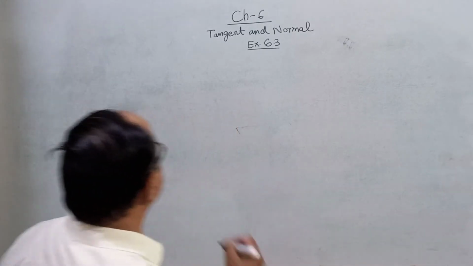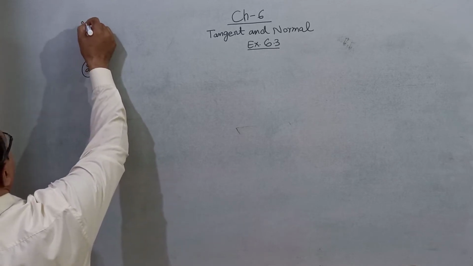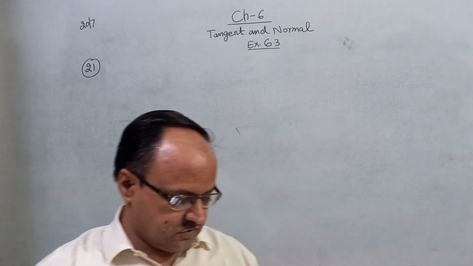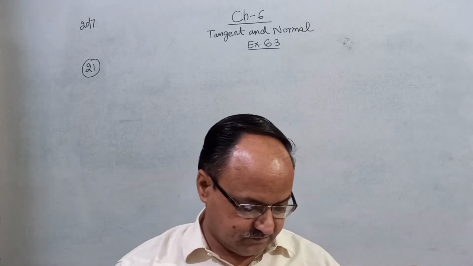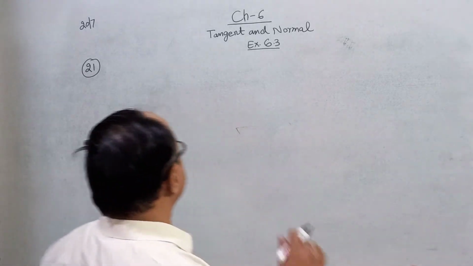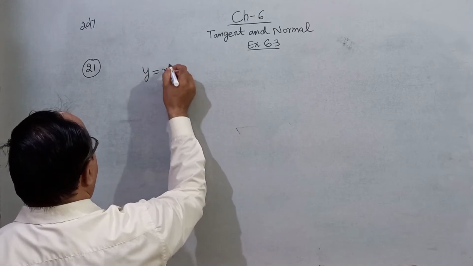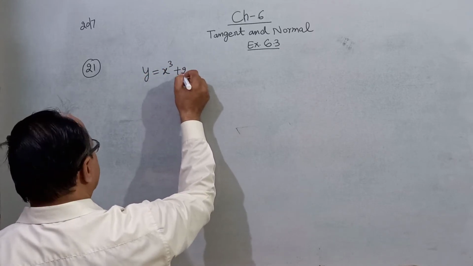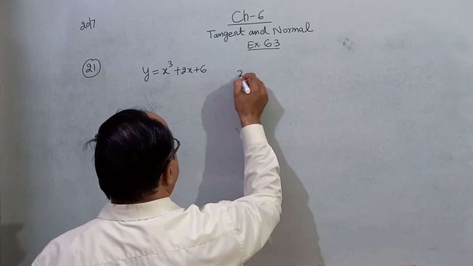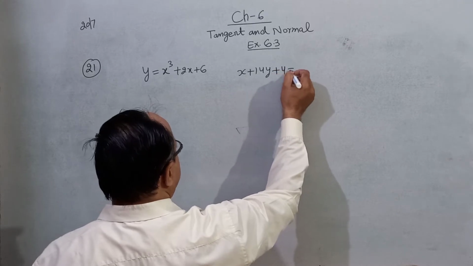Question number 21. Find the equation of the normal to the curve y is equal to x cube plus 2x plus 6, which are parallel to the line x plus 14y plus 4 is equal to 0.